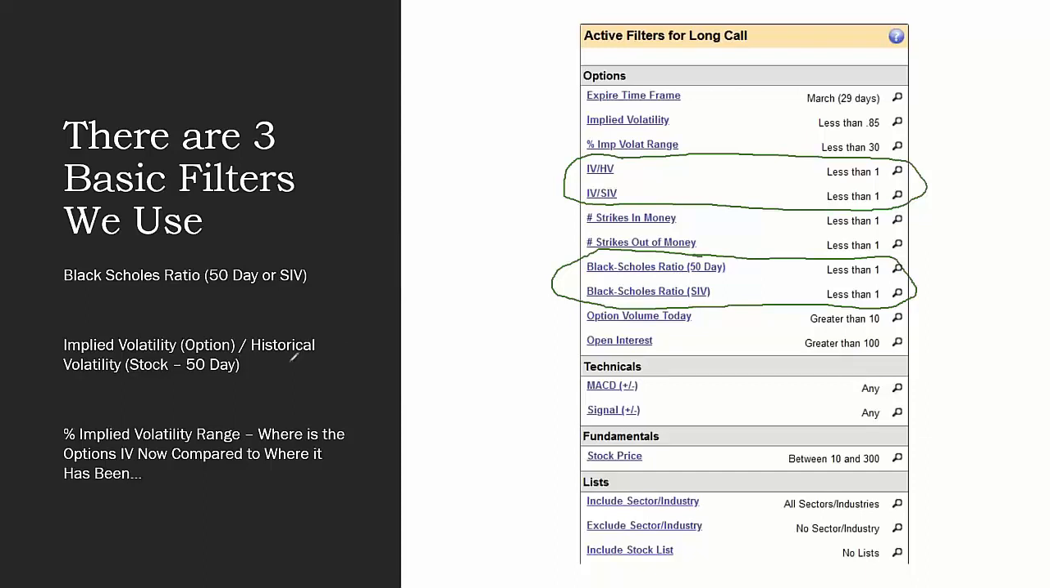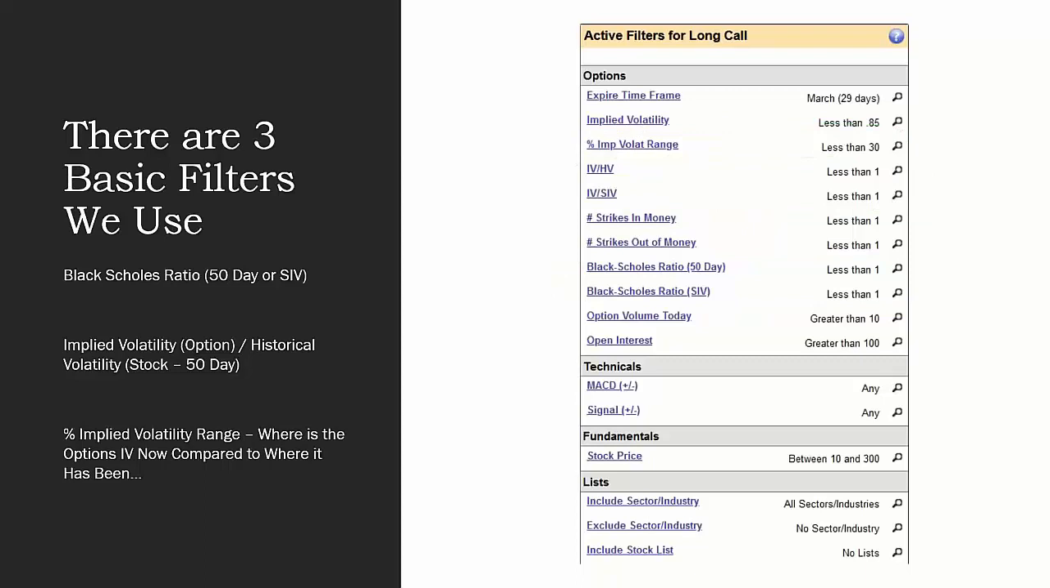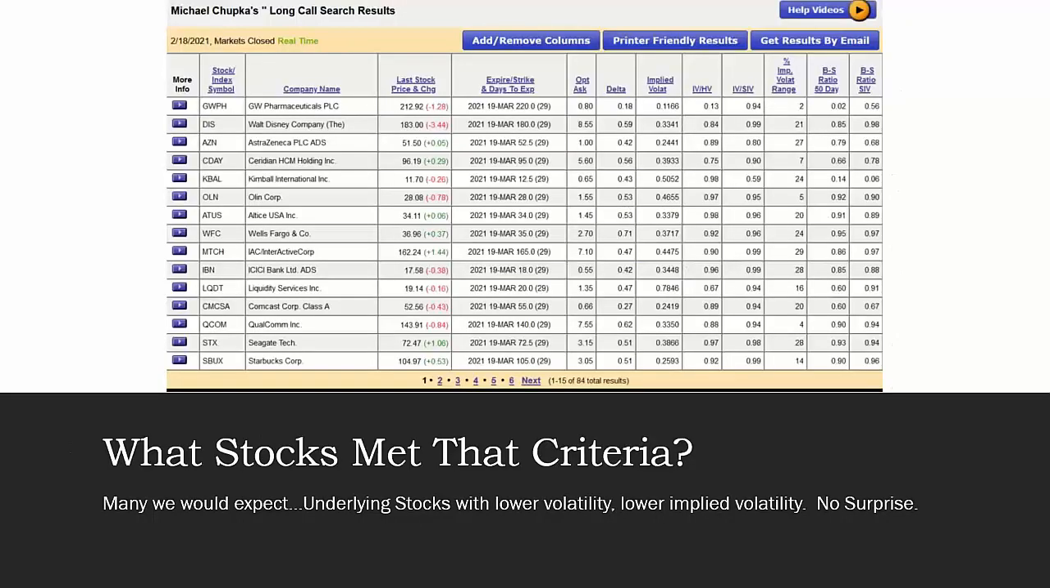A third one that is commonly used is the percent implied volatility range. And the percent IV range shows us where the option's implied volatility is now compared to where it has been over the life of the option. So I want the 3 filters to be in conjunction with each other because I want all 3, or technically all 5, to make sure that I'm looking at an undervalued option.